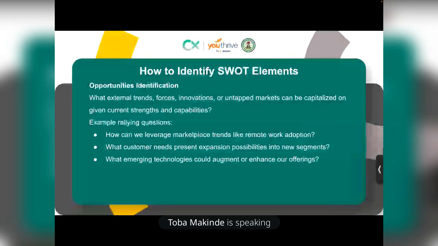What external trends, forces, innovation, and untapped market can be capitalized on, given current strengths and capabilities? So you've identified your strengths and your capabilities. So what opportunities can you capitalize on with these strengths? How can we leverage marketplace trends like remote work adoption? This is even specific to a marketplace business model.